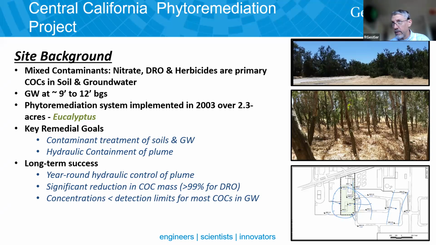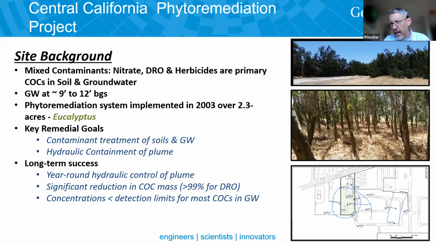We've seen a very substantial reduction in contaminant mass, greater than 99% for a number of these contaminants, including the diesel range organics. Heck, we're removing somewhere between 1,000 to 2,000 pounds of nitrate each year from the subsurface with this system. And for most of the contaminants overall, we are below the detection limits now, after 20 years of this system being in place. So a few of the photos here give you an illustration.